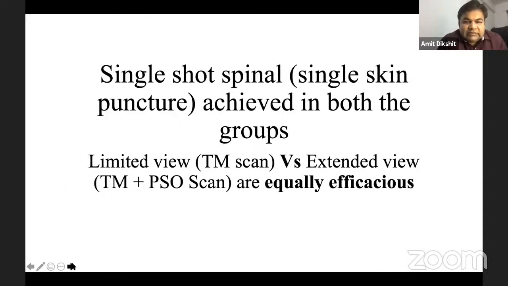So what we have found is a single shot spinal, and that is when we are talking about the number of punctures. They were done in single puncture in both the groups. So the primary objective was met: both the techniques are equally efficacious. So if we do only the limited view, because finally we do not want that whole bunch of scanning if it is not going to change my outcome, we thought of this limited view, which is very easily possible by all my PGs, so that we can use this technique for all our patients. We found that it is equally efficacious.